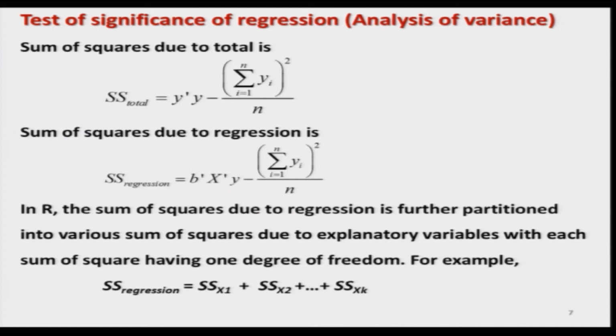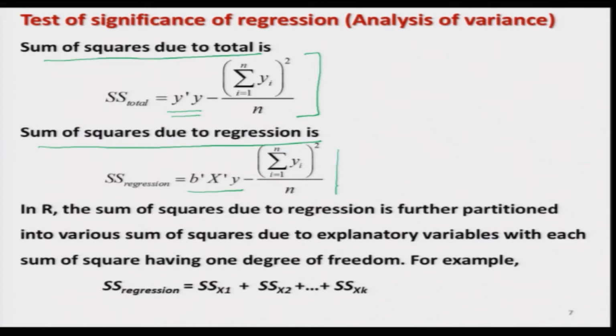Now, we come back to our lecture. So, the sum of square due to total is obtained by this expression, right. You can see here y transpose y minus summation y i whole square divided by n. And the sum of square due to regression is obtained by the expression b transpose x transpose y minus summation y i whole square divided by n, right.